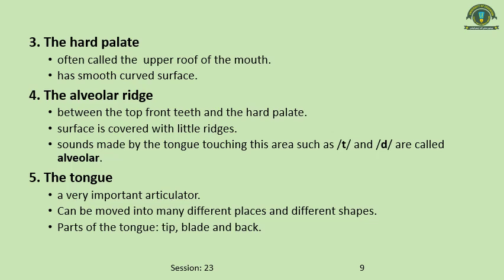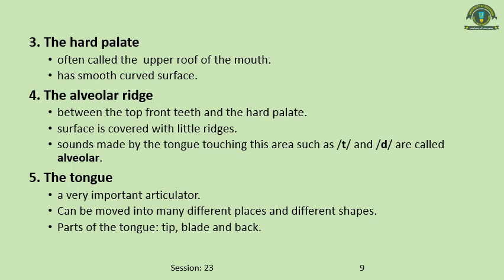Sounds made by the tongue touching this area, such as th and d, are called alveolar sounds. So what is the role this part plays? That's important to understand. When we are to produce sounds like th or d, this articulator is playing its role. That's why these sounds are called alveolar sounds.